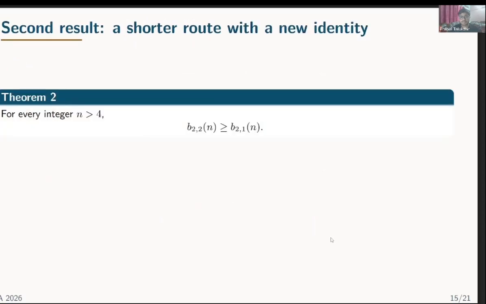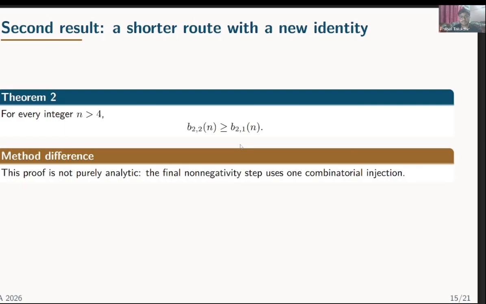Now the second theorem uses a shorter generating function computation, but the final step is combinatorial. The theorem says for every n greater than 4, the total number of hooks of length 2 in 2-regular partitions is at least the total number of hooks of length 1. Now the proof here is shorter than the first. It is not completely analytic because the final non-negativity step uses a simple injection.